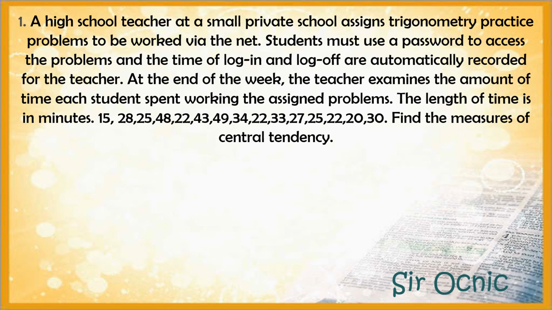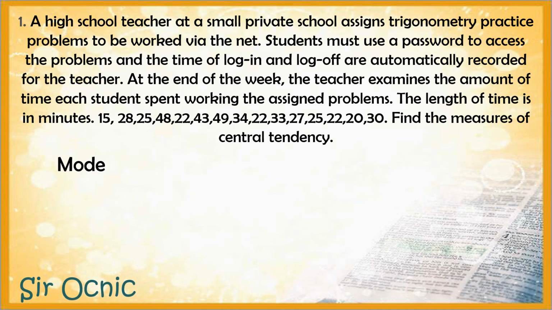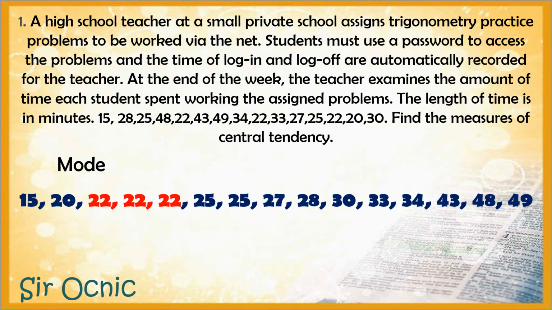Let us now solve for the median. The median is the middle score when the data or observations are arranged in ascending or descending order. Since there are 15 students, the 8th observation or the 8th data will be the median of the group, which is equal to 27. Therefore, the median is equal to 27. Let us now identify the mode of the group. Since 22 occurs 3 times, therefore the mode of the group is equal to 22.